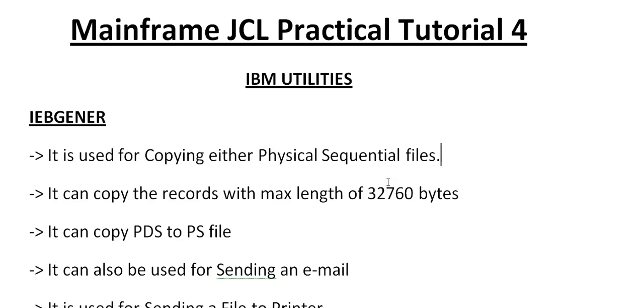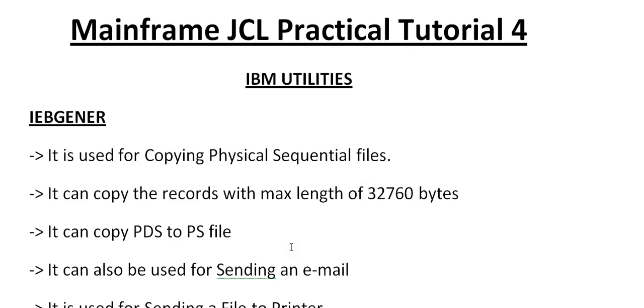IEBGENER is used for copying physical sequential files, that is, from one physical sequential file to another. The next important thing is it can copy records with a maximum length of 32760 bytes. The sending file and the receiving file can have a maximum of 32760 bytes. If you try to create a physical sequential file with more than 32760, it won't create it. It might create for 32761 or 63. You can have a try, but it won't create more than that.